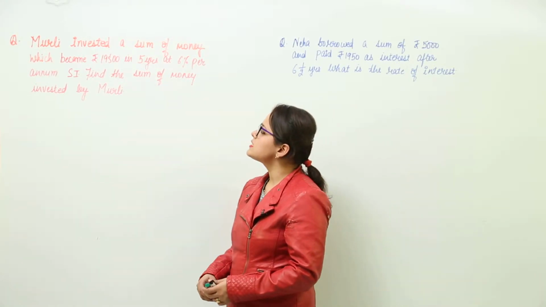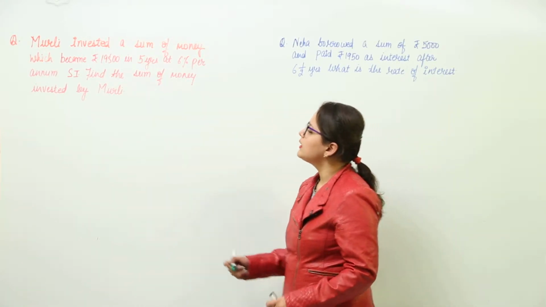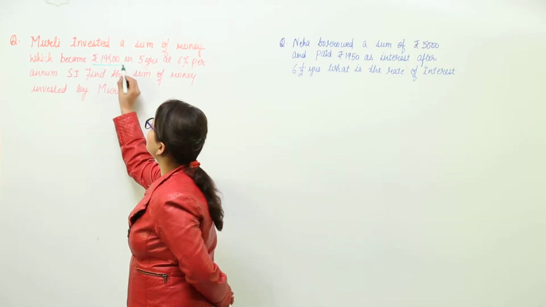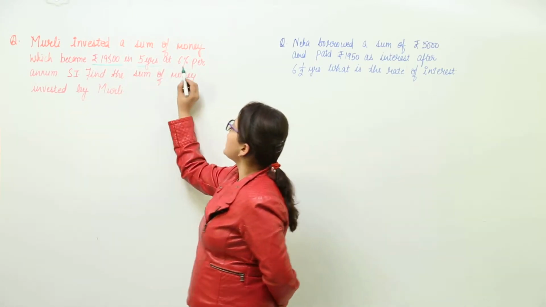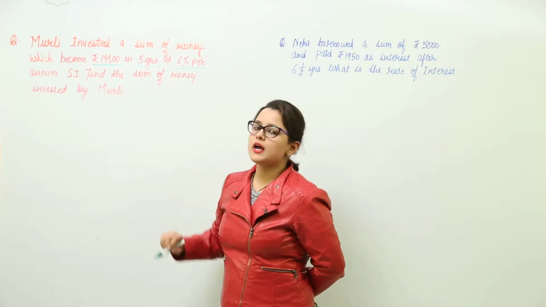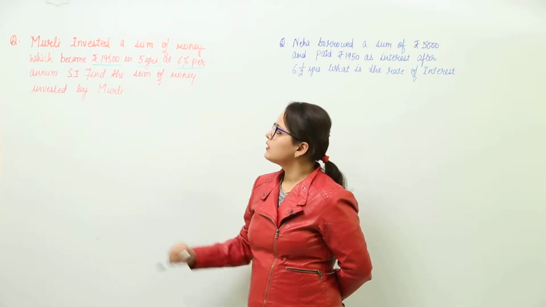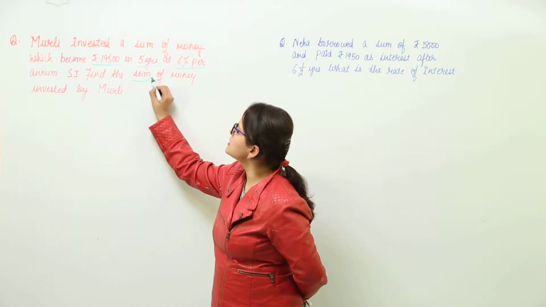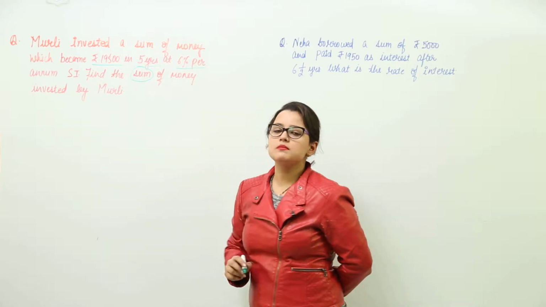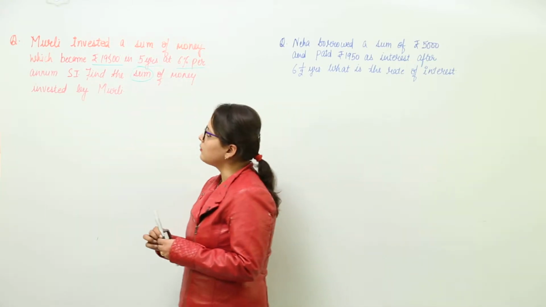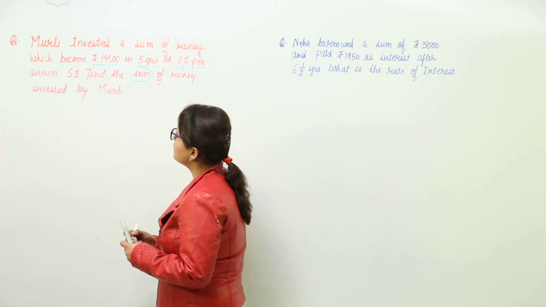Murli invested a sum of money which became 19,500 in 5 years at 6% per annum simple interest. We have to find out the sum of money invested by Murli. Now first write down whatever values are given.